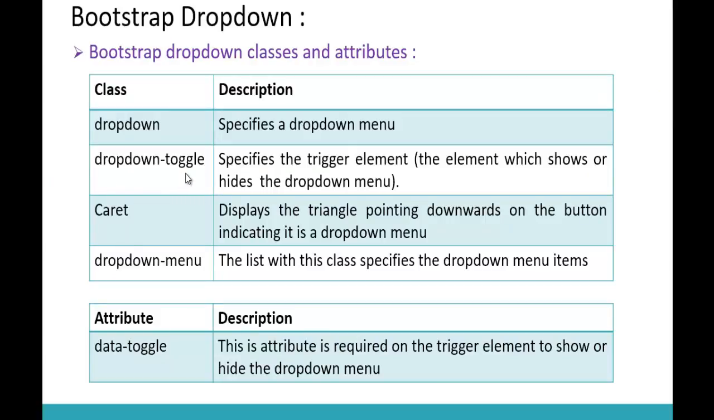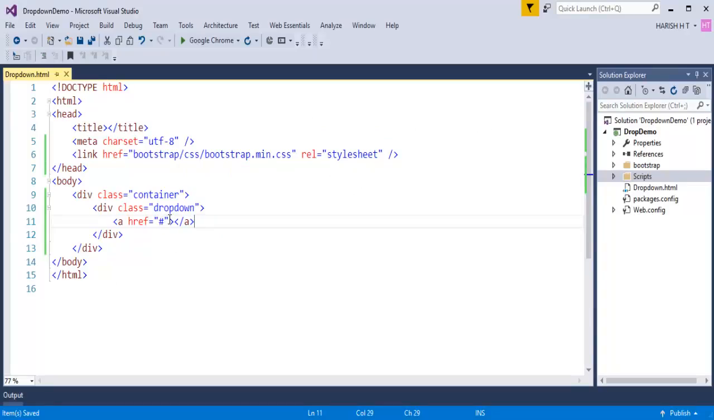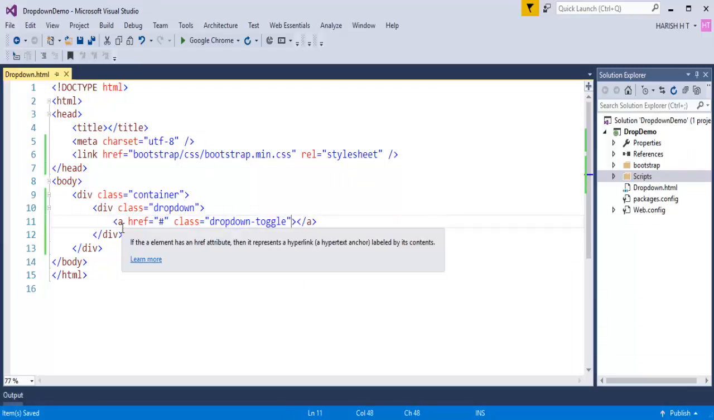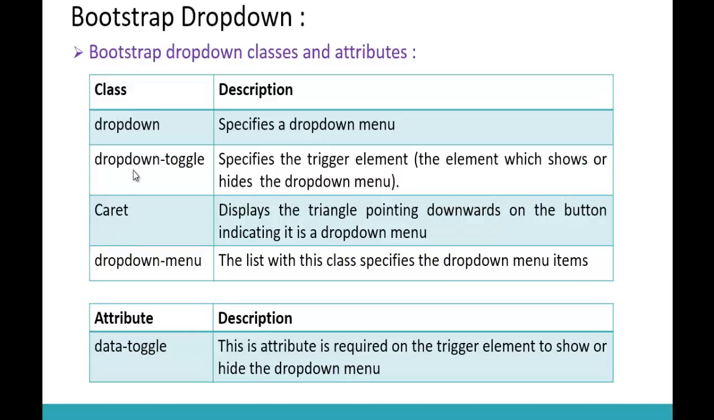What does this dropdown toggle specify? I'm going to add a class called dropdown toggle to the anchor tag. In the sense, this dropdown toggle class is going to specify the trigger element. It tells the anchor element to show or hide the dropdown menu, whether to show the dropdown menu or to hide the dropdown menu. That's what this dropdown toggle is going to do.